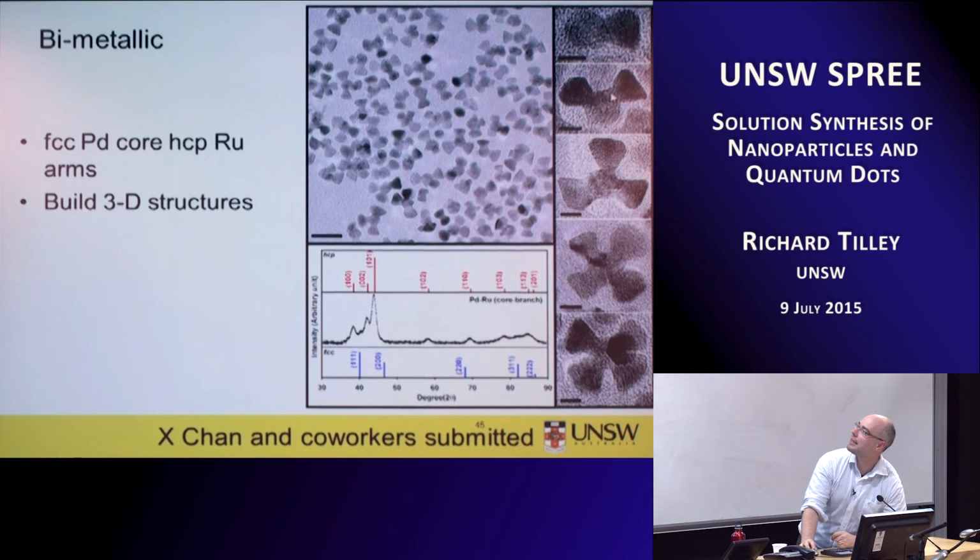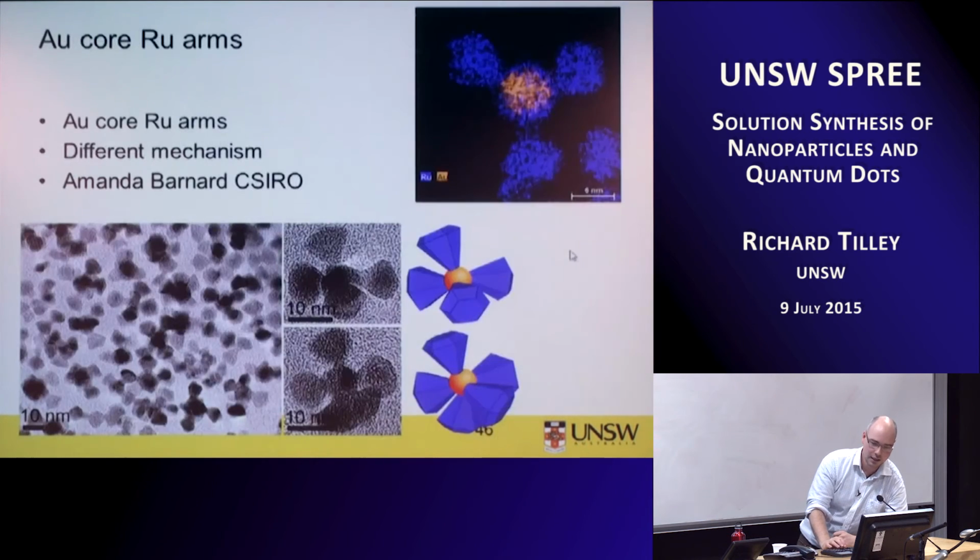But essentially, in these ones, we have a palladium core, and then we're growing little ruthenium arms off the palladium core. And again, this is some nice EDX mapping to show that we have a gold core in this example, a gold core and then some ruthenium arms growing off.